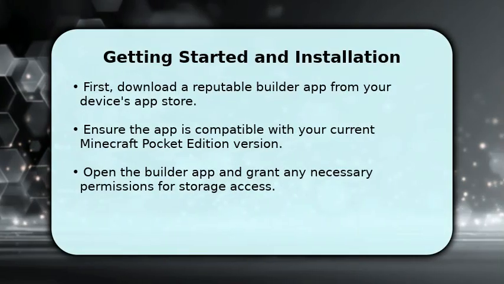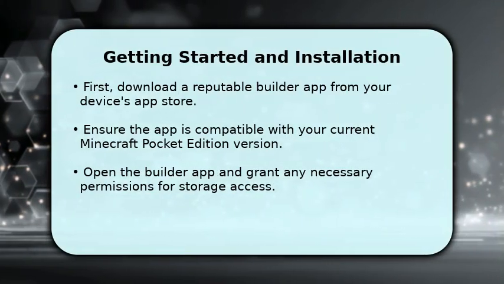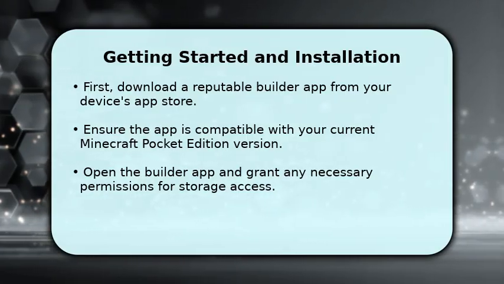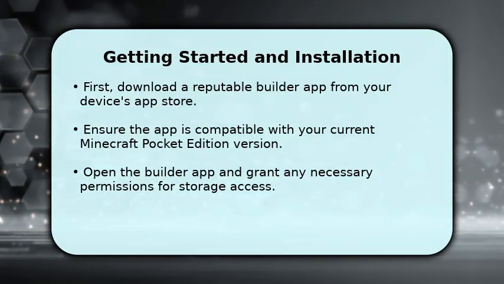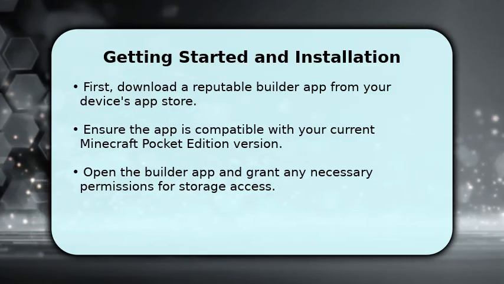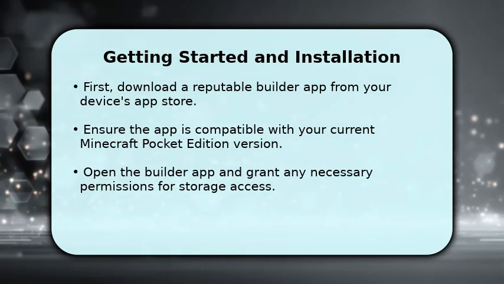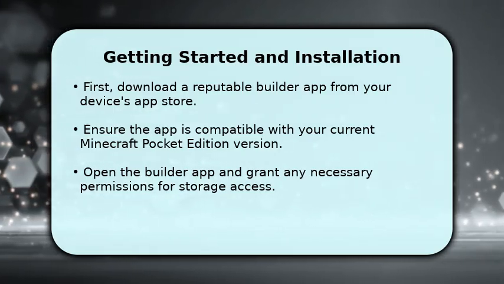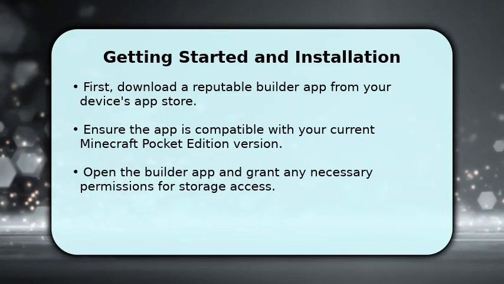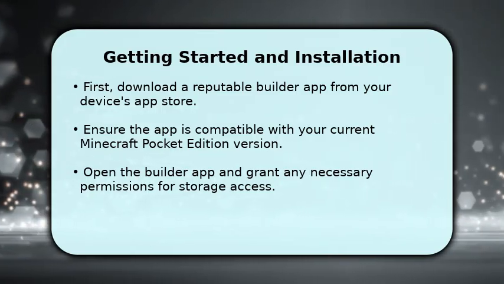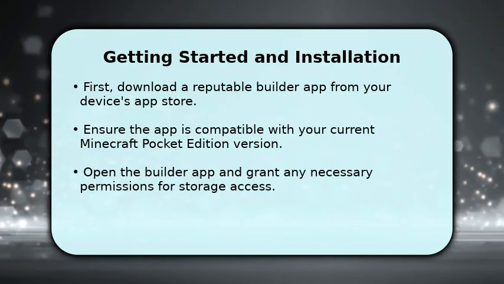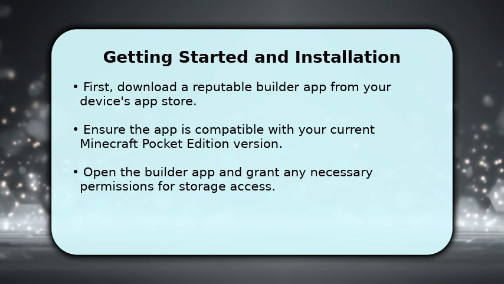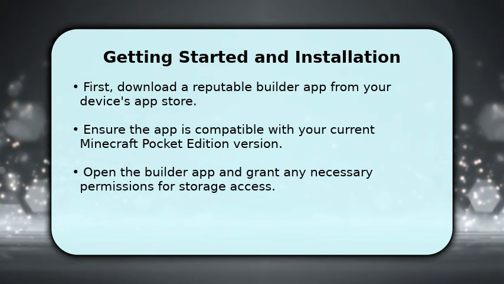To begin, you will need to download a builder app from your device's app store. There are several excellent options available, so choose one with good reviews. Once installed, open the app and grant it the necessary permissions, especially for accessing your device's storage. This allows the app to read and modify your Minecraft worlds. Next, you will connect the Builder app to your specific Minecraft Pocket Edition world by selecting it from a list within the application. This crucial step links the app to your game.